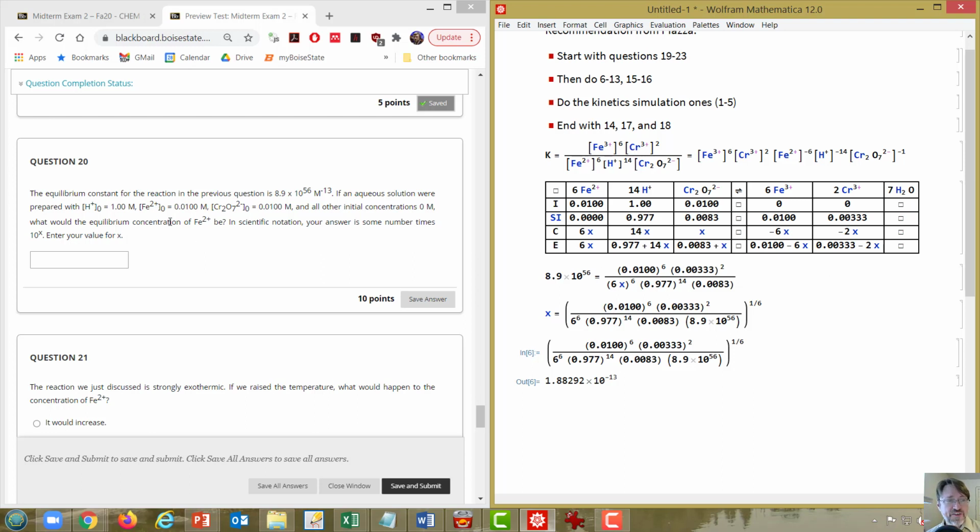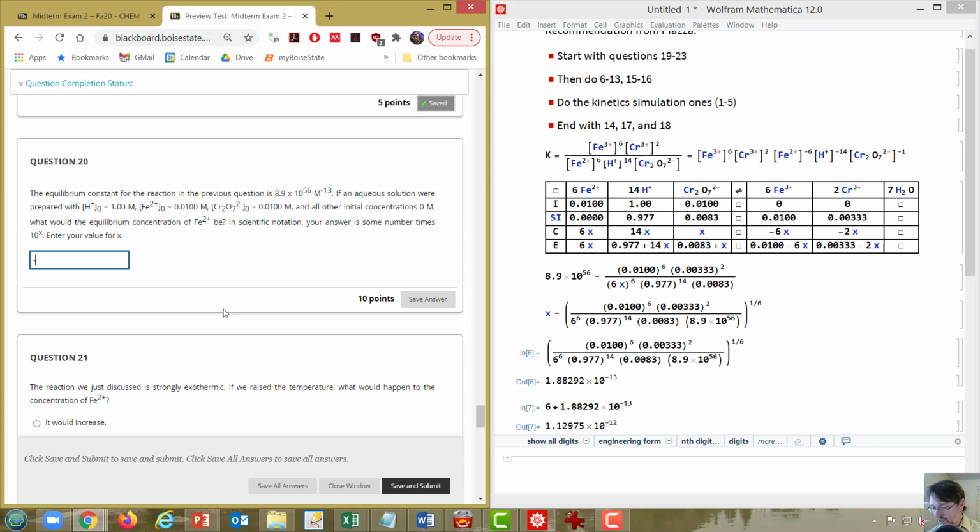Now the question is asking us for the equilibrium concentration of Fe2 plus, which is this, which is 6x. So this is going to be 6 times 1.88292 times 10 to the negative 13. And we have 1.12 times 10 to the negative 12th. In scientific notation, your answer is going to be some number times 10 to the x. Enter your value for x, minus 12.